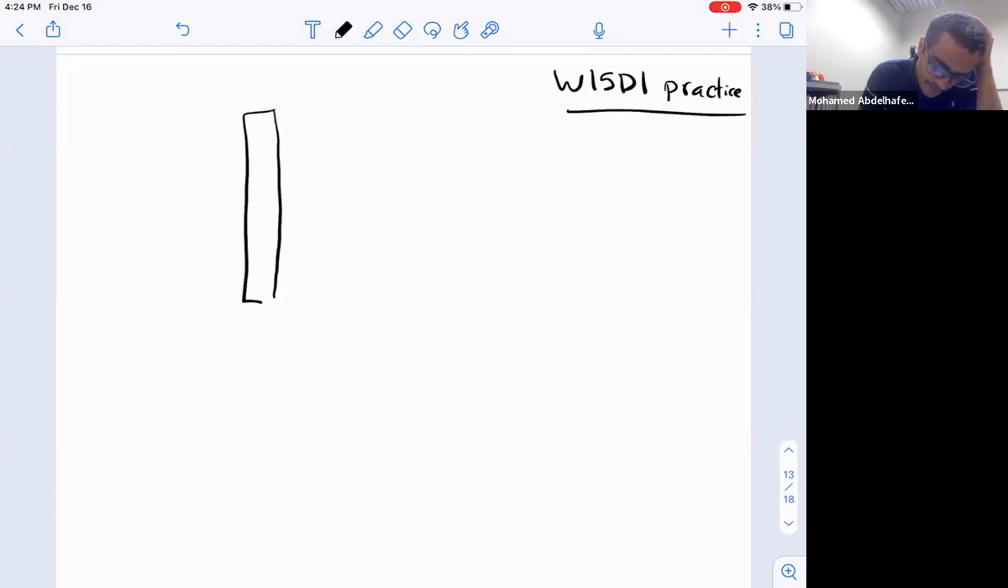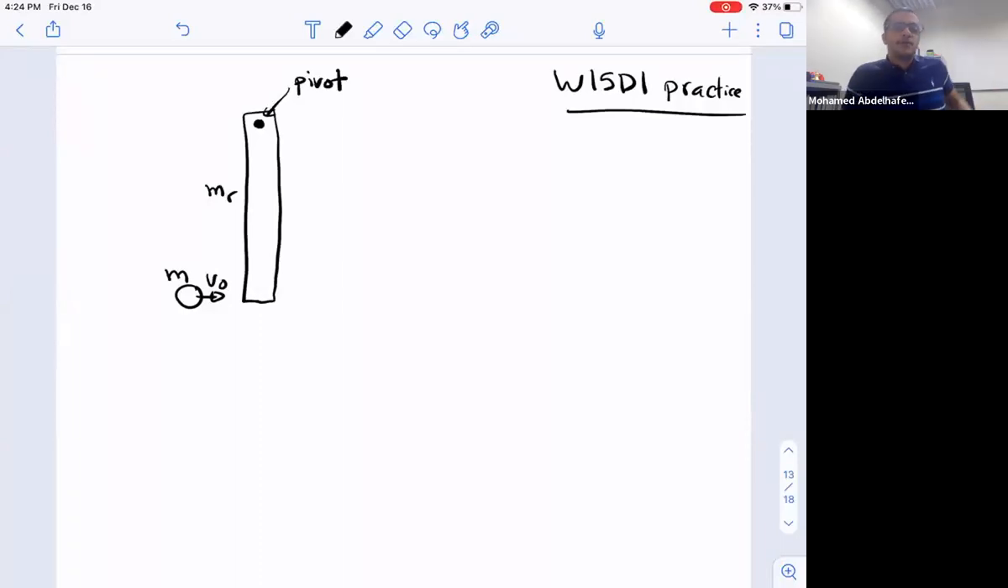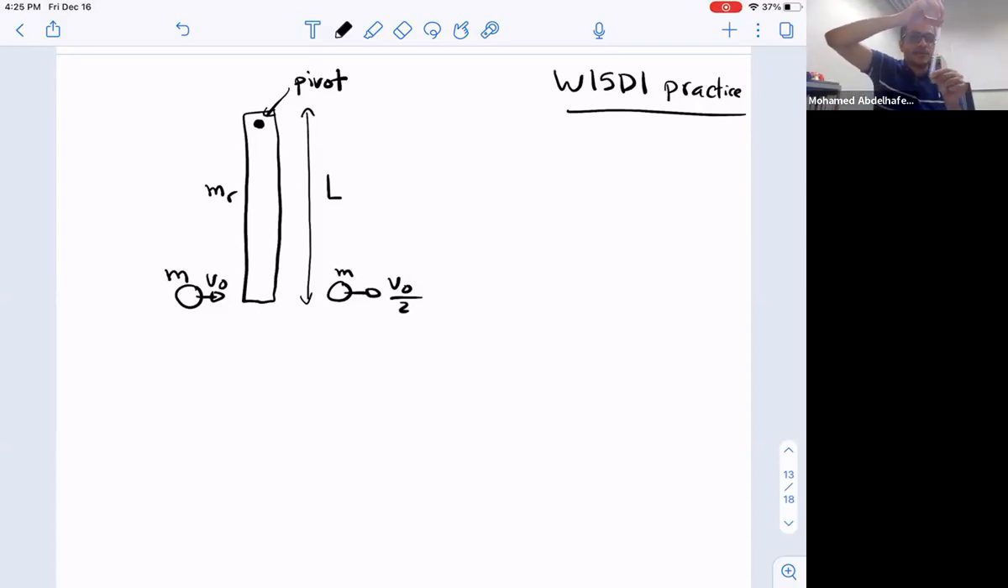It had a rod, and this rod was pivoted from here, just fixed from this point, and you hit it with a ball of mass m and velocity V0, and this is the rod's mass M. The length is L. We're asking what is the minimum value for V0 such that this rod, after the collision, where the ball comes forward with V0 over 2, the same way, will go all the way up after the collision to the horizontal position. So we want to find the V0 that will allow us to do that.